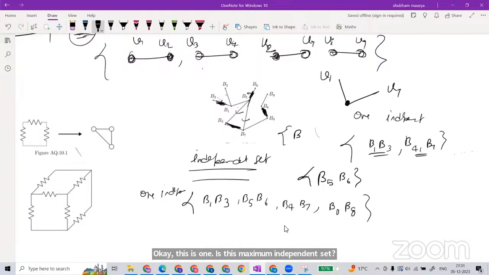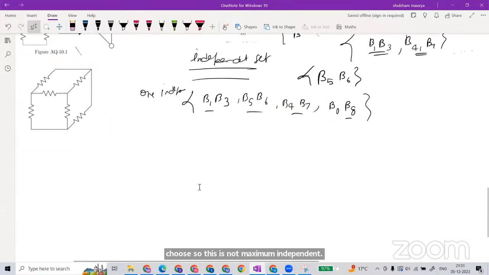So this is not your maximum independent set, because it is not choosing B2, B9. These vertices are not covered by these edges. This should also be there. So how can we choose the maximum independent set in this situation? So what are going to be the edges now?